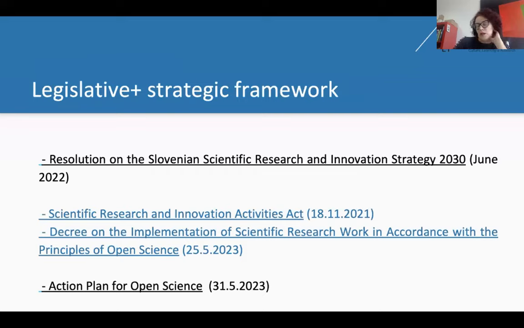As I said at the beginning, the Scientific Research and Innovation Activities Act from 2021 and the Decree on the Implementation of Scientific Research Working in Accordance with the Principles of Open Science build the legislative framework, which is in addition supported by the first resolution strategically and then structurally by an action plan.